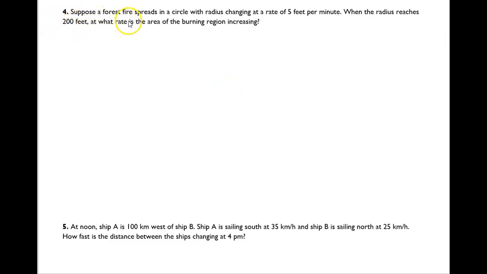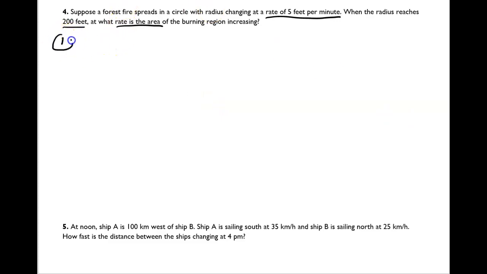Number 4, we have a forest fire spreading in a circle, so that's going to be important, with radius changing at a rate of 5 feet per minute. When the radius reaches 200 feet, at what rate is the area of the burning region increasing?